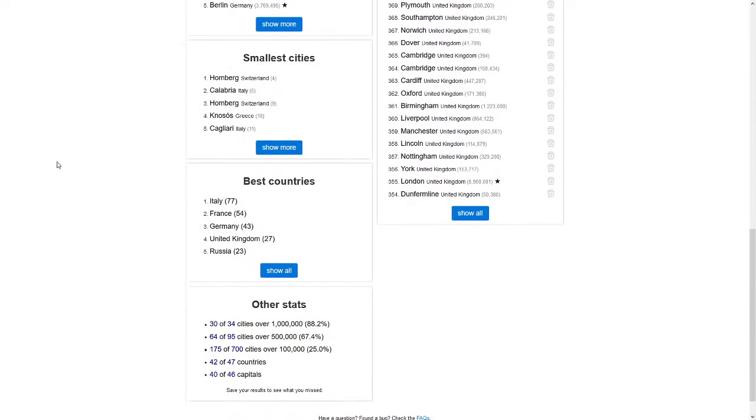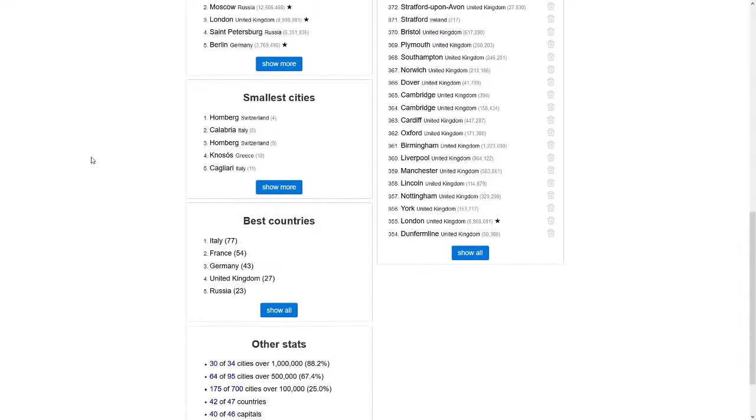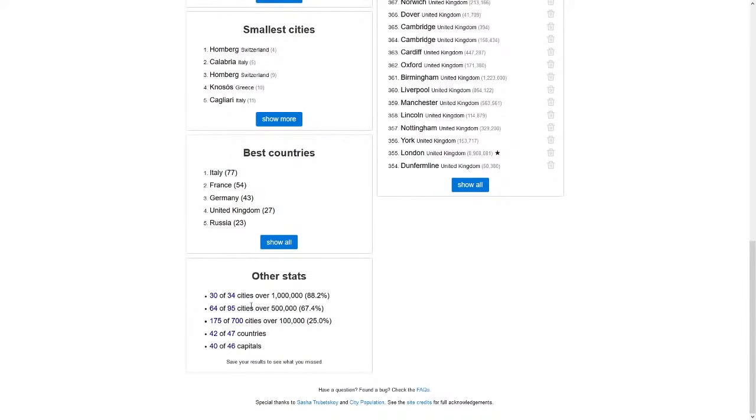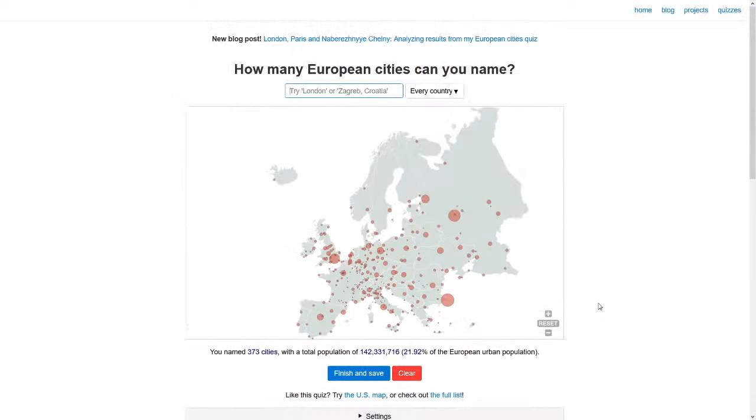I got the most in Italy. Huh. Four people. Wow. So there's two Hamburgs in Switzerland, one with four people and one with nine people. Interesting. So I missed four cities with over a million people. I feel like one of those cities is in Spain, because I feel like I forgot a major city in Spain. And I feel like the others are in Russia. Unless it's that Dnieper city in Ukraine that I missed. That's gonna drive me nuts.